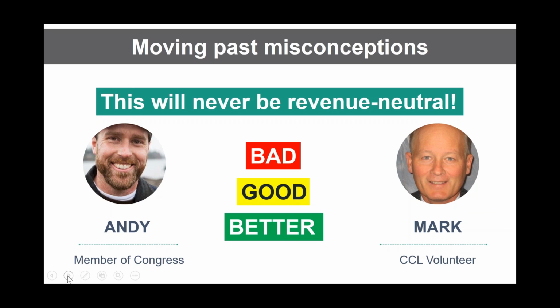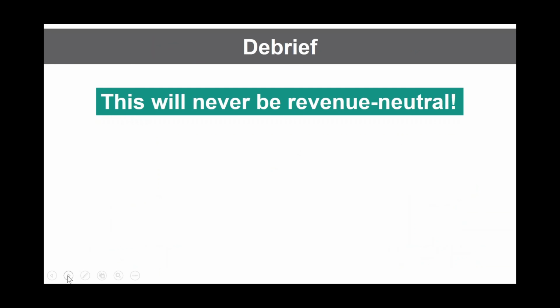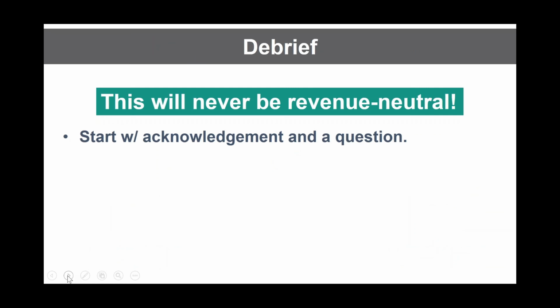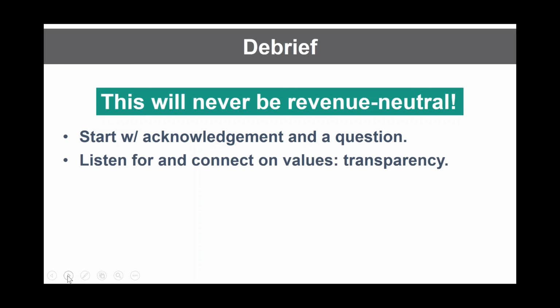And so the situation again here was the concern from the member of Congress that this will never be revenue neutral. Now notice what Mark did there again. He started with acknowledgement and he followed it by a question. He said, yeah, you know what? We hear this concern from some offices. Can you tell me a little bit more about that? And what he heard and what he learned was that at this point, the member of Congress's underlying issue or value really here was transparency.